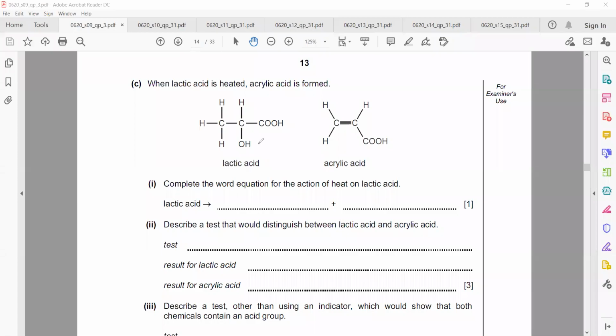So this was the last part. We were discussing how to distinguish lactic acid from acrylic acid. Lactic acid does not contain a carbon-carbon double bond. Acrylic acid does. So we can add bromine: with lactic acid there is no change, and with acrylic acid it will decolorize.